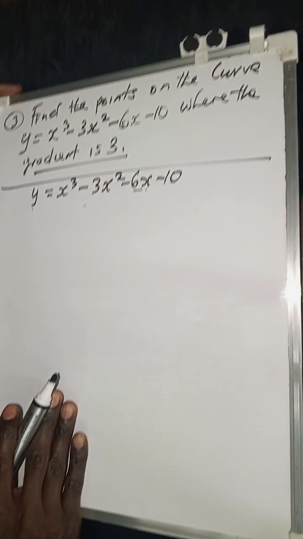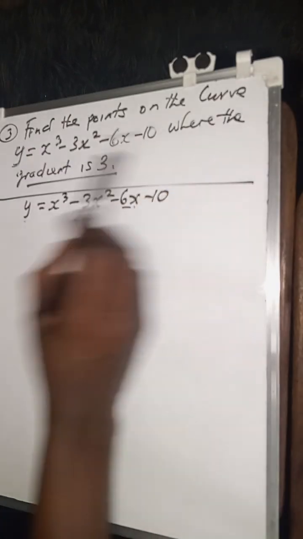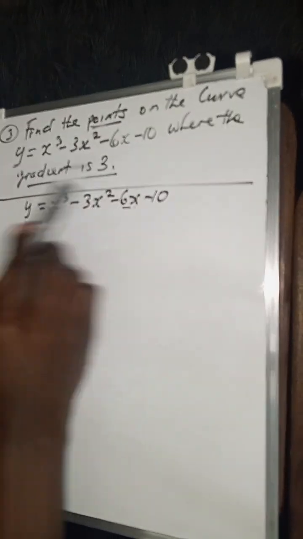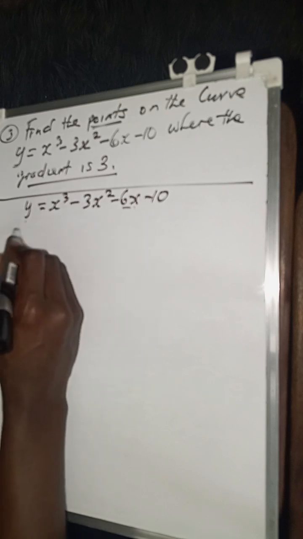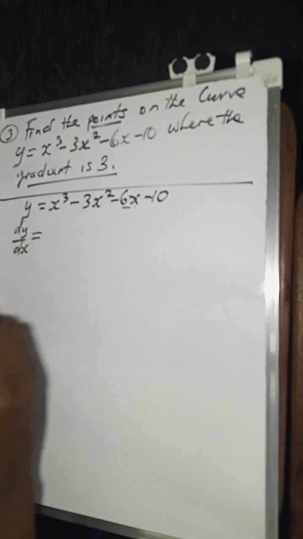Alright, so to find question number 3, find the points on the curve, this one, where the gradient is 3. So they want us to find the points on the curve when the gradient is 3. So what do you do? You first of all find the derivative, dy over dx.